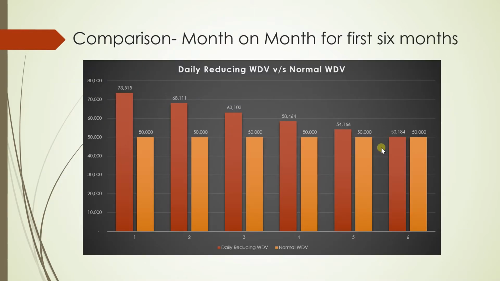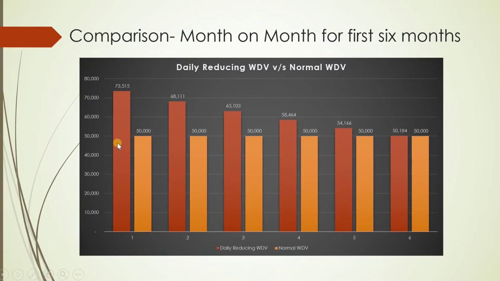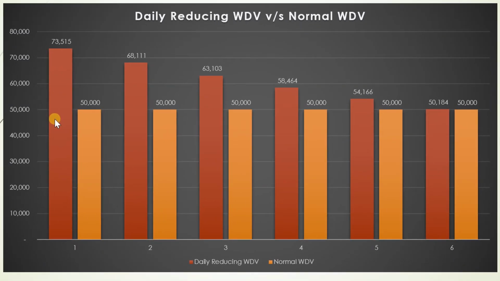Now just check a comparison on a month basis. You see, in the same example, we used that asset for 6 months. So it was 3 lakhs for 6 months. So generally what we do, per month we divide by the number of months. So 50,000 per month in the normal WDV method. Whereas in the daily reducing WDV method, your first month will have a higher depreciation, your next month will have a little bit lower, and then lower, and so on.